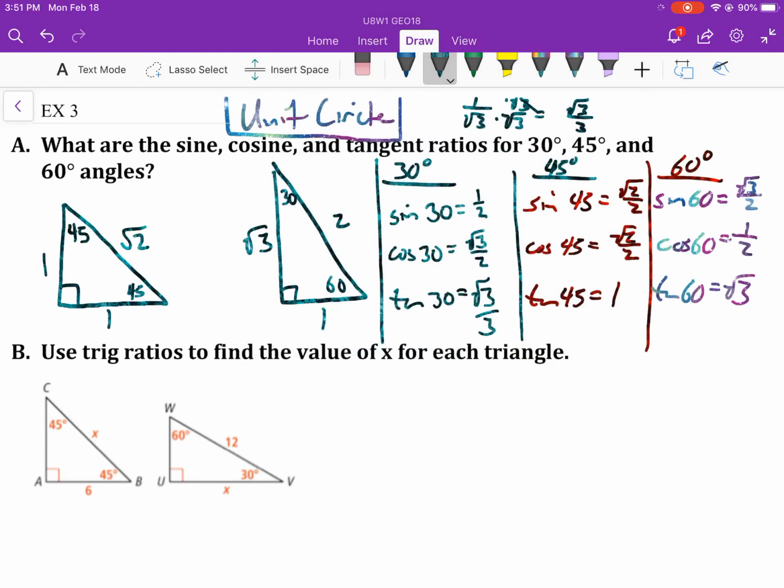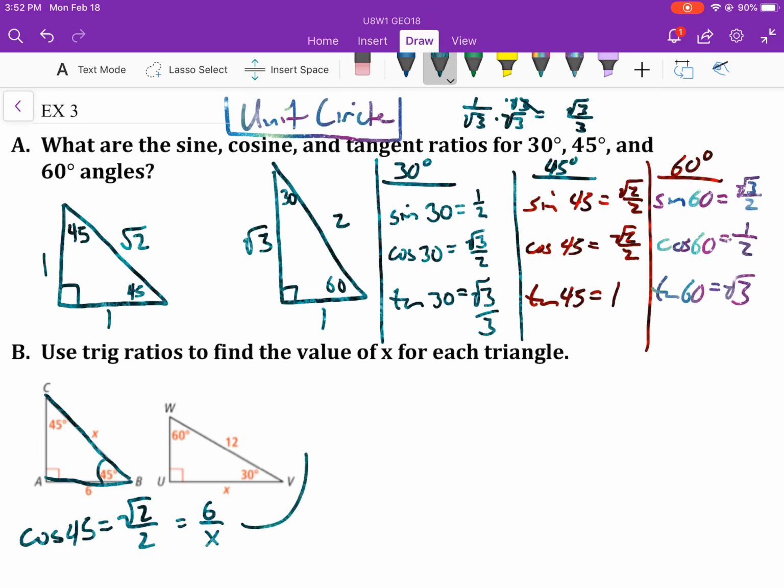Fun fact. Use the trig ratios to find the value of x. Find the value of x. So we can either do, so we have an adjacent side and a hypotenuse. So that is cosine. Cosine of 45 is equal to square root of 2 over 2. And it's also equal here to 6 over x.